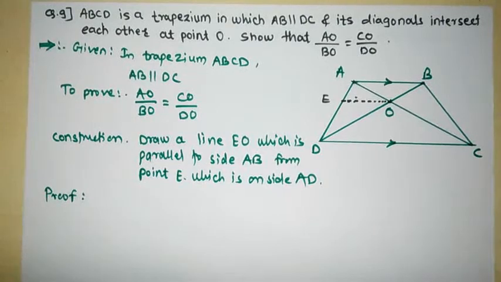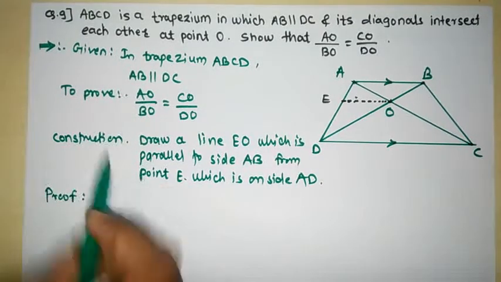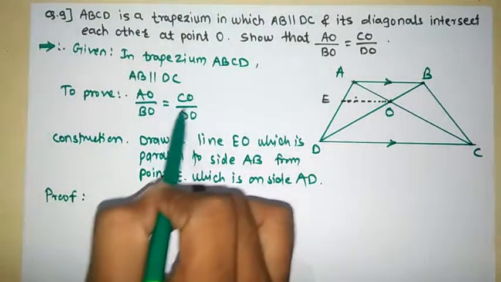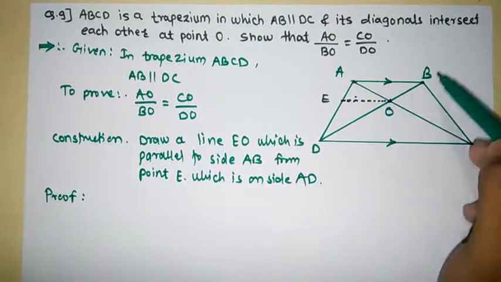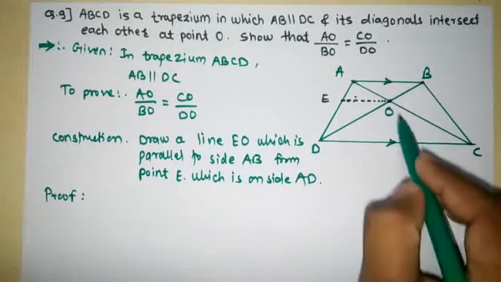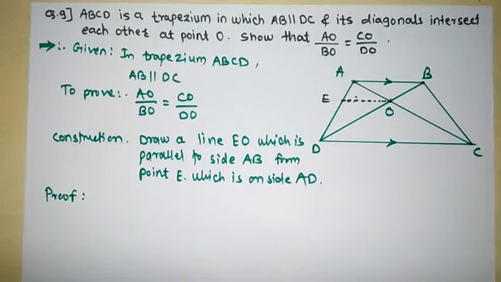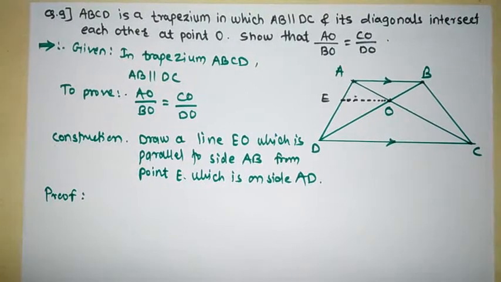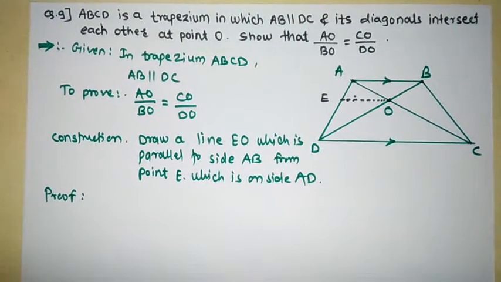Proof. See here, what we want in a proof? AO divided by BO is equal to CO divided by DO, we want in the proof. For this, we have to consider one of the common points, that is AE divided by ED. This ratio we have to take as common. In which triangle will this ratio become common?